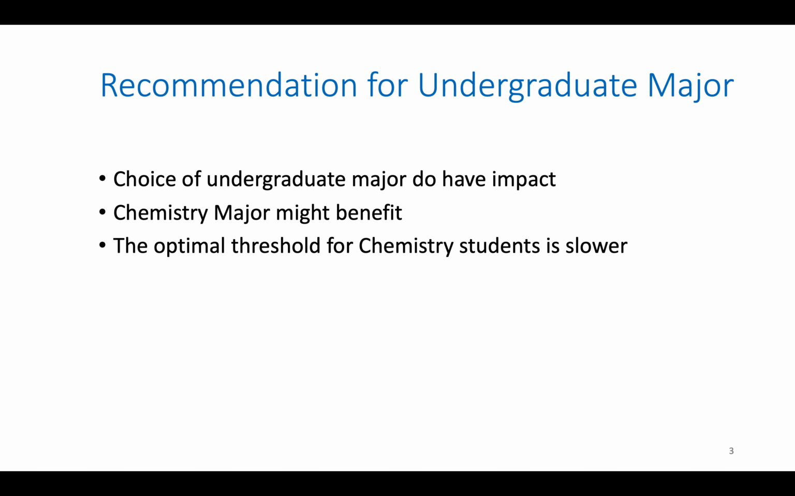For the undergraduate major, I calculated the optimal threshold for each category, and the chemistry major has a lower threshold, which means that the students in chemistry major might have some benefit during the admission process. So I think if a student wants to apply for a medical graduate school, it's much better for him to choose chemistry as their undergraduate major.